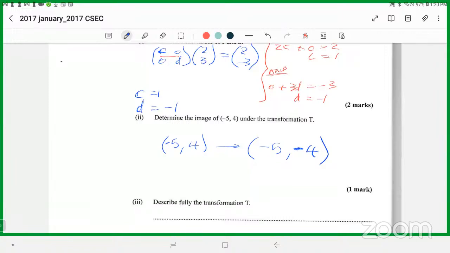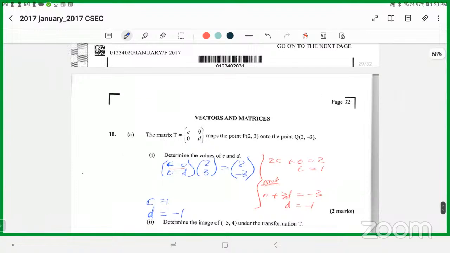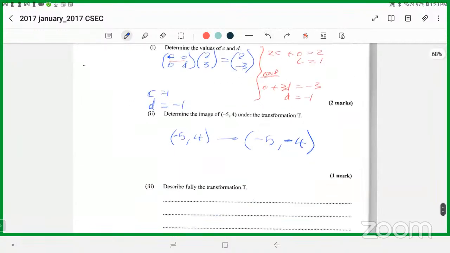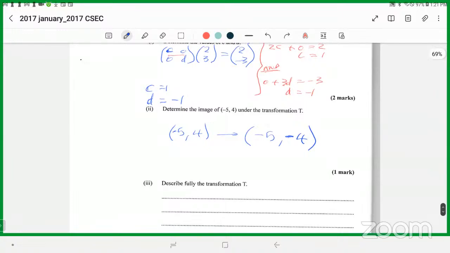So whatever the matrix does to one point, in terms of how it changes the values, it does to all other points. You don't have to actually calculate it. Because the 2 stays as 2, the X value stays the same, the Y value changes sign, you just do that to this point as well. So the image of this under the same transformation, the X value stays the same, and the Y value changes sign. That's the answer right there.